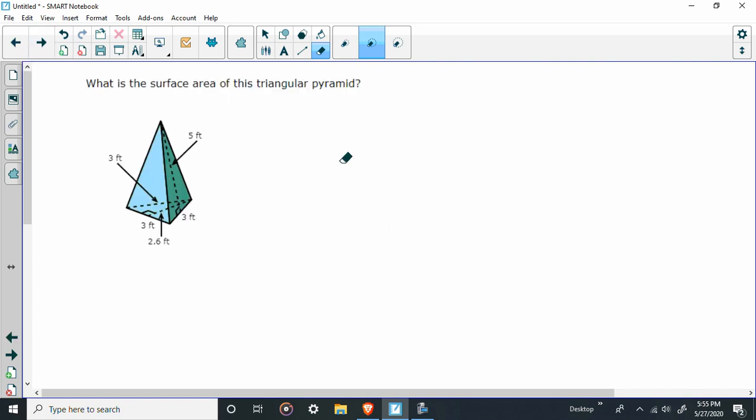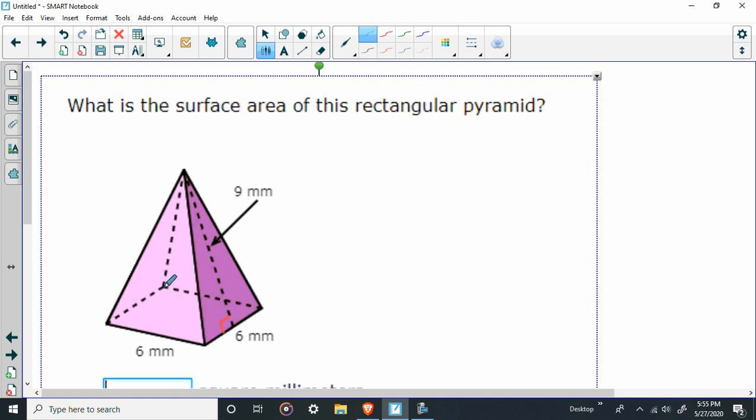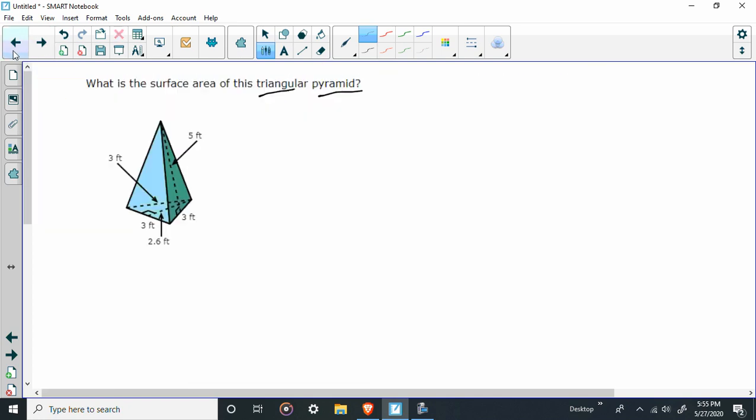So find the surface area of this triangular prism. Notice it's a triangle pyramid. I'm only going to do that 10 more times. Notice that the base is a triangle. This base is a square. It could be a square. It could be a rectangle.